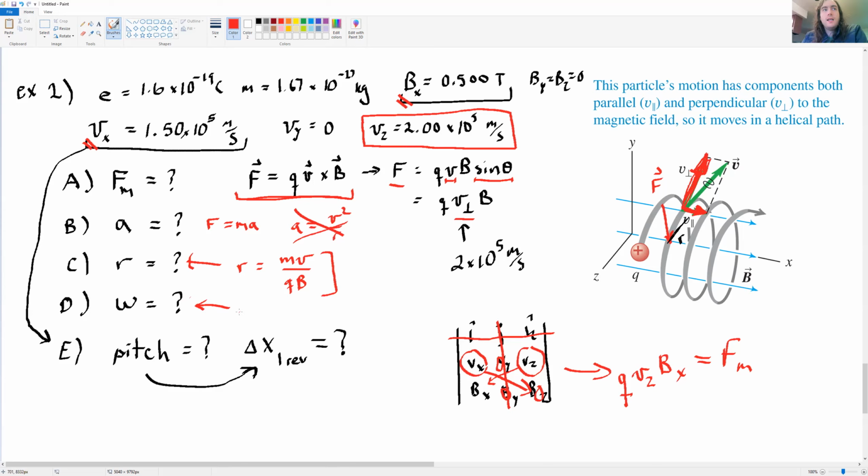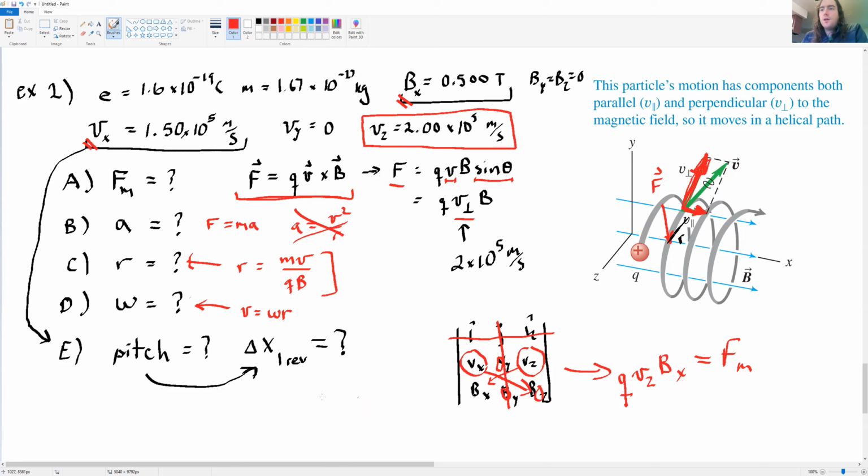Okay, so for angular speed, you use the relation that the tangential velocity or tangential speed is omega times R. Oh, and then you would use this. You would use V and R to find omega. Okay. Yeah. And then I don't understand what part E is, like the pitch.